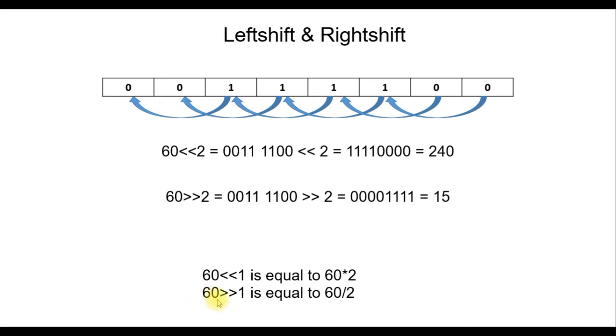Similarly, we have 60 right shift of 1. 60 right shift of 1 is equivalent to 60 divided by 2, that is 30. Now 30 right shift of 1 will give us 15. That is nothing but 60 right shift of 2. Let's see the operations of the bitwise operators in a program.